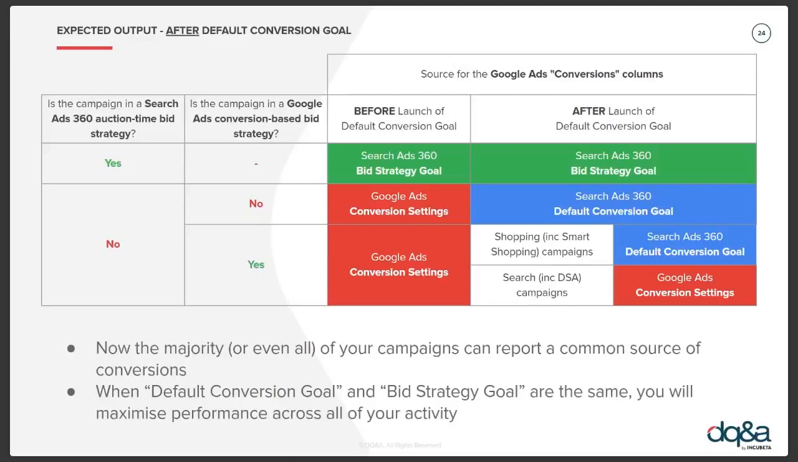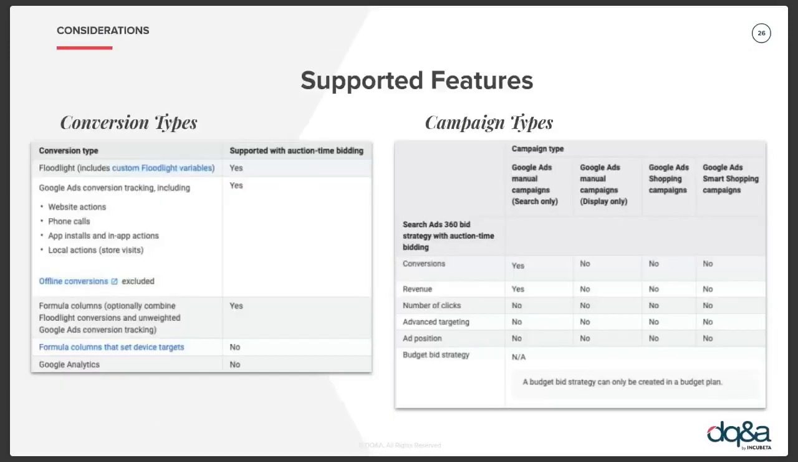And what is then supported within auction time bidding? So conversion types, as we saw at the start of this section, we can opt into floodlights, we can opt into Google Ads conversions, and we can opt into formula columns as well. What we can't opt into are offline conversions, Google Analytics conversions, or formula columns that set device targets.